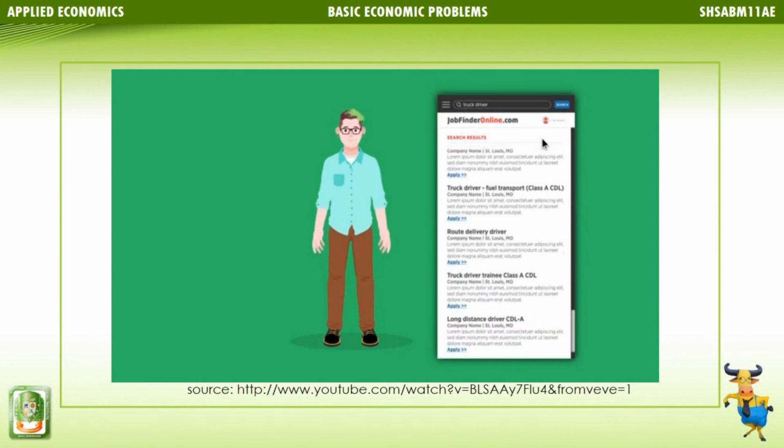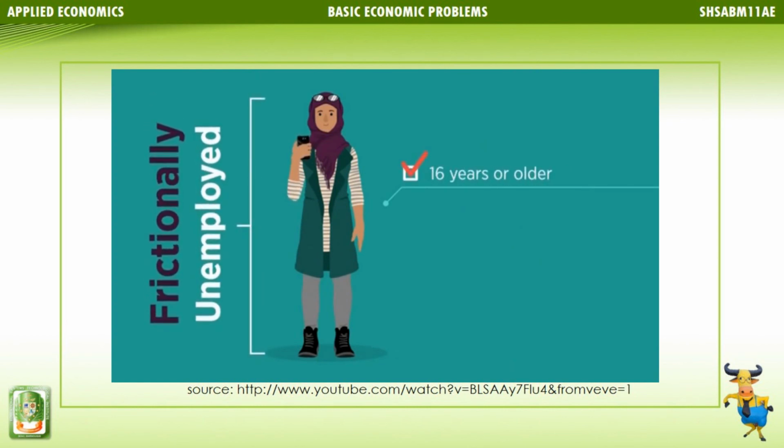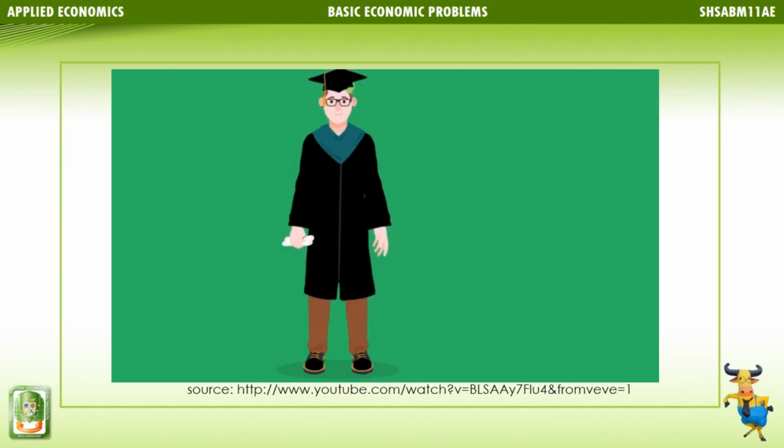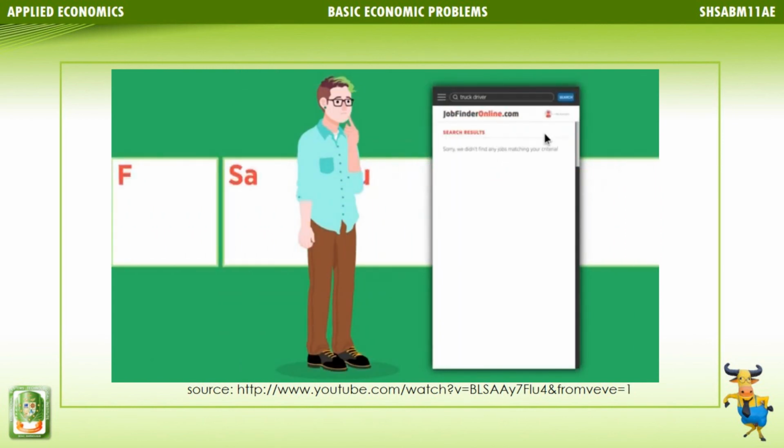Frictional unemployment always exists because there are always some workers in transition. If you are 16 or older, you would be considered frictionally unemployed this summer when you start looking for a summer job. Morgan experienced frictional unemployment when she finished school and spent 3 weeks looking for a job driving a truck.